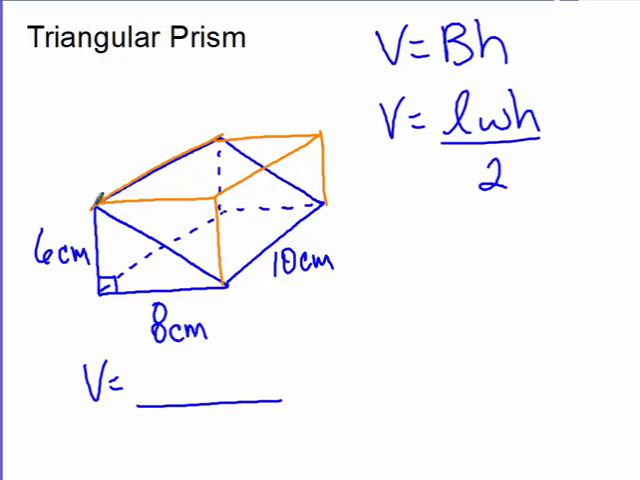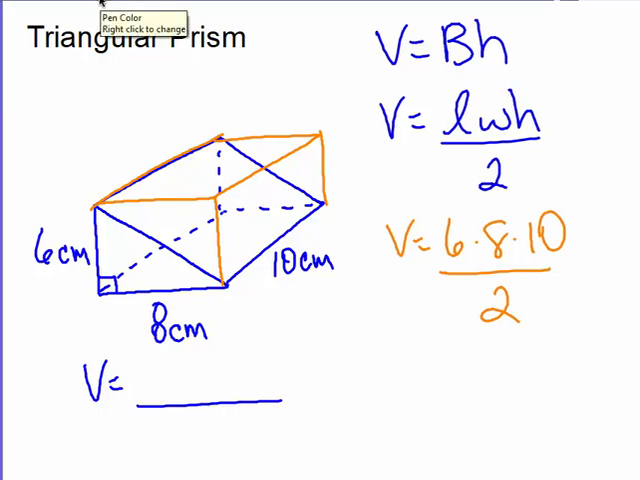To find the volume of the whole thing, it's just volume is equal to 6 times 8 times 10. But I don't want that whole shape. I only want half of it. And if you look back at the other formula, you'll notice that it was 6 times 8 divided by 2 times 10. Because we're doing all multiply and divide, it doesn't matter which order you do them in because of order of operations. So we can still get 240 centimeters cubed using this formula.